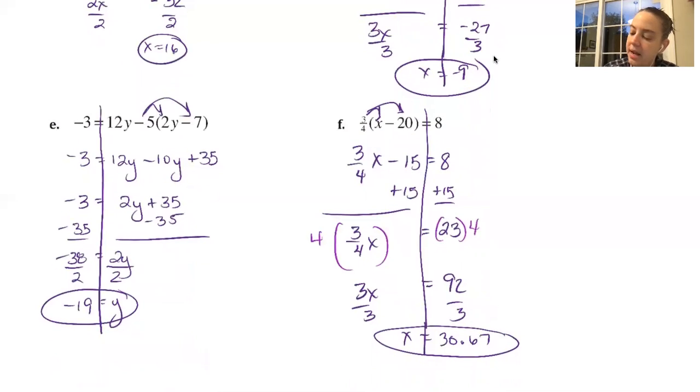In letter E, multiply by -5, -10y plus 35. 2y, after I combine like terms, subtract 35 on both sides. I have -38 divided by 2 is -19. Now letter F worked out a little funny. If we multiply through by 3/4, I have 3/4 x minus 15 equals 8. Then I added 15 on both sides, so 8 plus 15 is 23. Now to handle that fraction, I multiply by the bottom, which was the 4. 23 times 4 is 92. But then when I divide by 3, I get a fraction on this one as well, or a decimal. A little bit unusual, but not the end of the world.